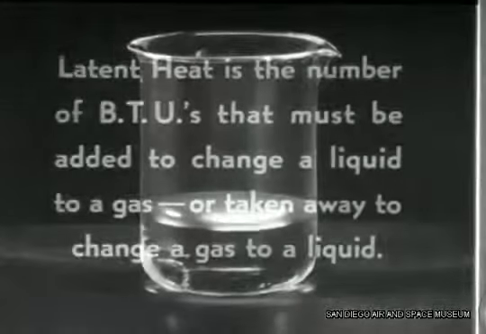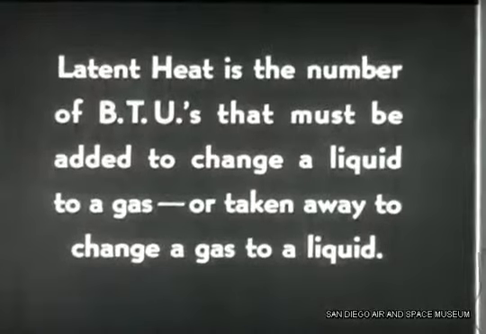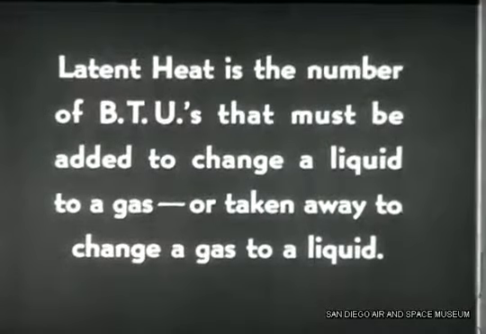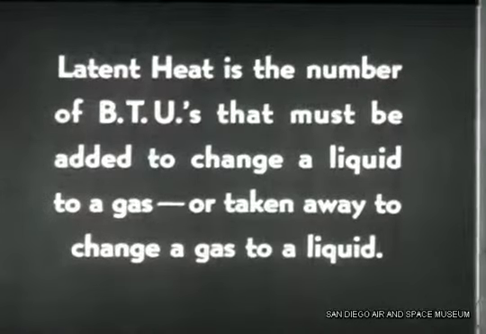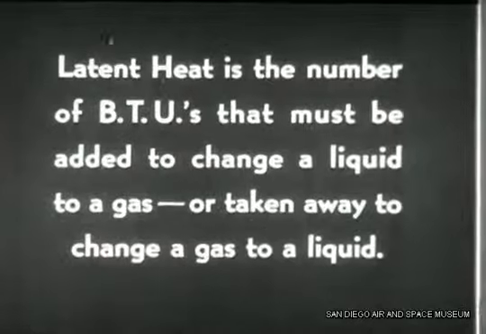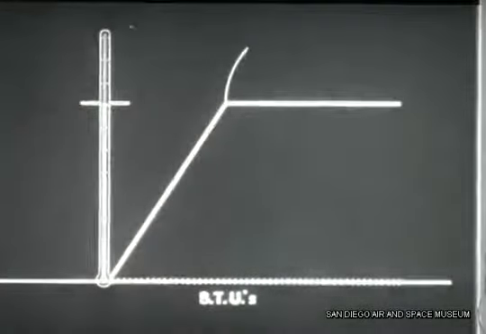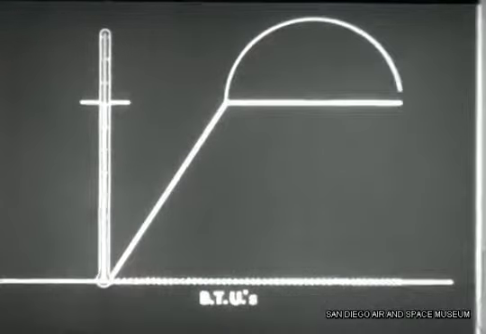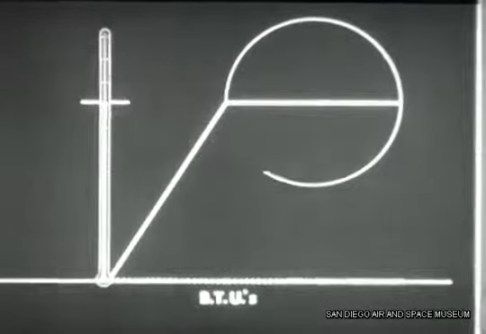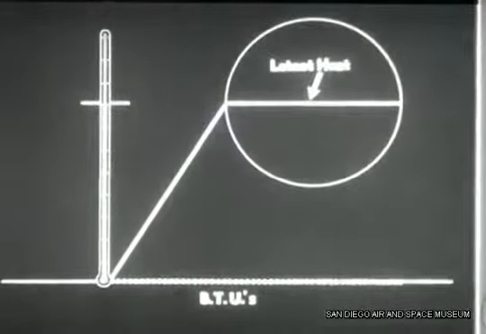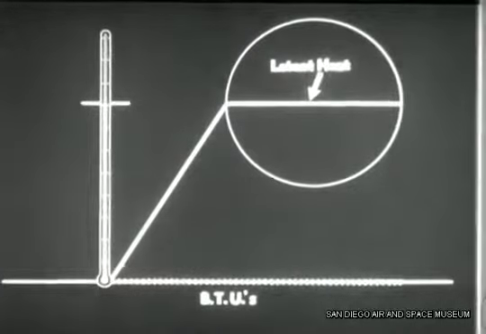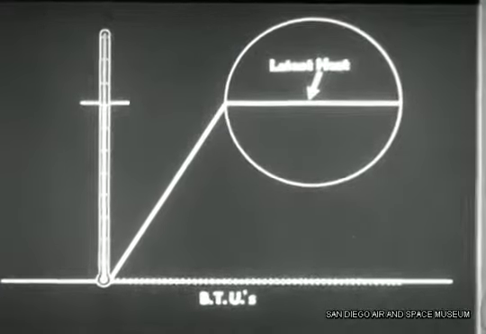So we see that latent heat is the number of BTUs that must be added to change a liquid to a gas, or taken away to change a gas to a liquid. It is this property, the ability of a substance to absorb or lose its latent heat as it changes from liquid to gas or gas to liquid, that is the basis of a refrigeration system.